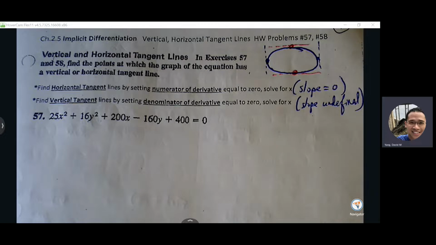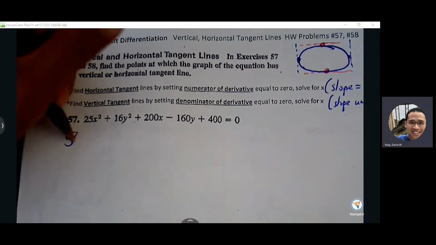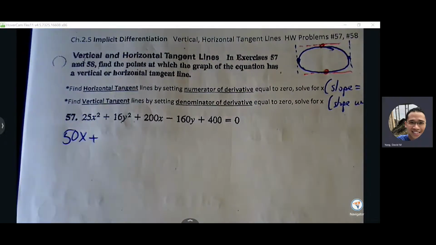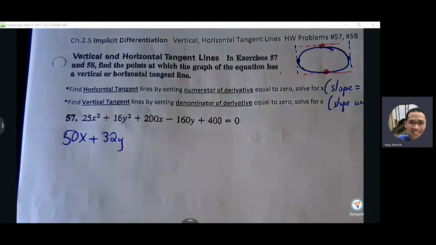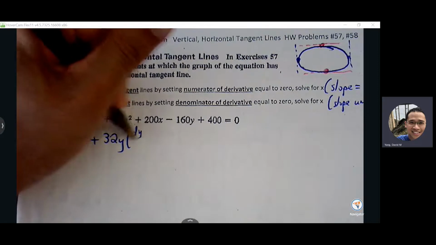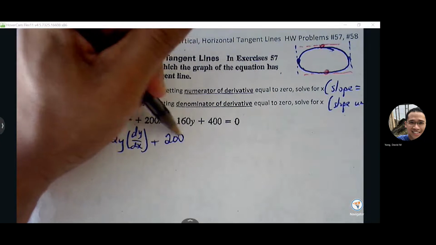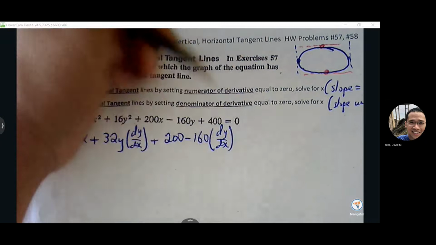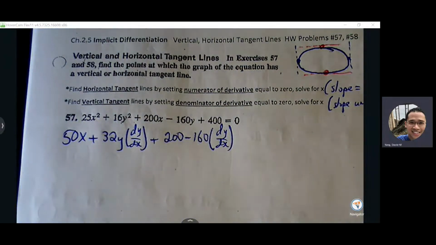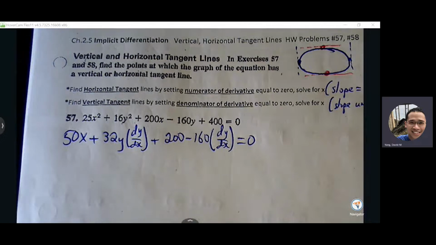All right, so let's go through our derivative process. 25x squared becomes 50x. All right, 16y squared becomes... good. So we took y's derivative, so we need to include that dy/dx. Go down the line. And what does that 400 become? 0. All right, so we're done with calculus. Now we're just trying to rearrange and get that dy/dx by itself.